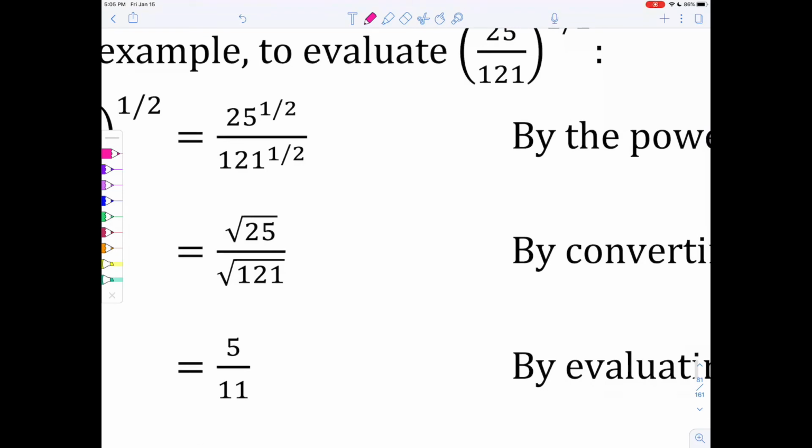It's beautiful, because then we can say that the square root of 25 is just straight up 5. And we can say that the square root of 121 is just straight up 11. So we just evaluate each radical, and then this one is done.